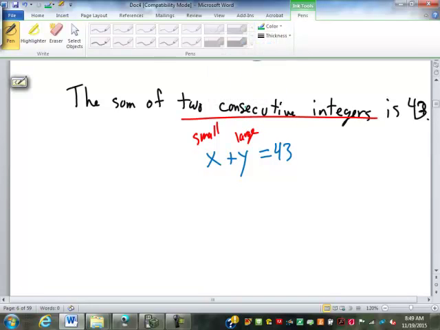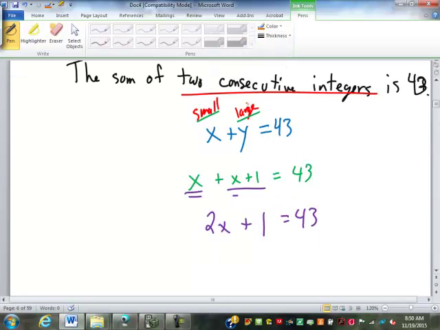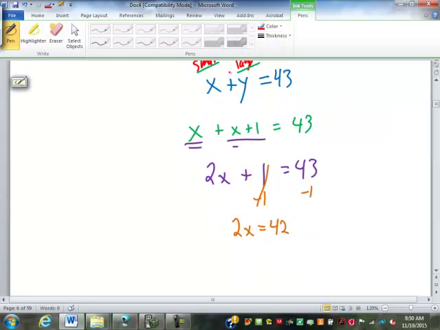What's the relationship between them? Well, the larger one is how much bigger than the smaller one? 1. So if the smaller one's x, I can let the larger one be x plus 1. I've referenced it off the other one. So now x plus 1, x plus x is 2x plus 1 equals 43. And now I can solve. I can subtract 1. 2x equals 42, and I can divide by 2. x equals 21.